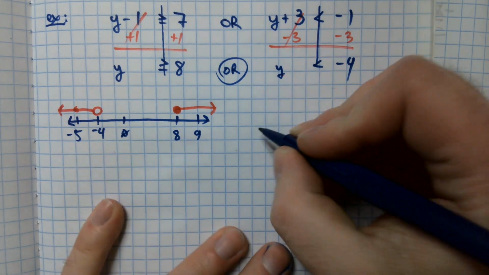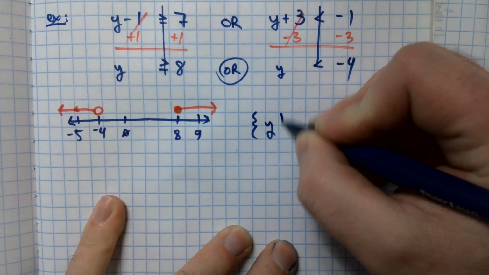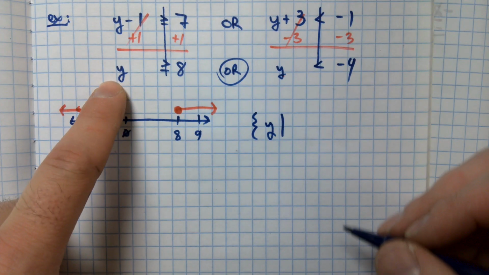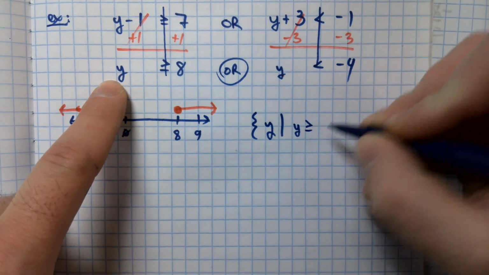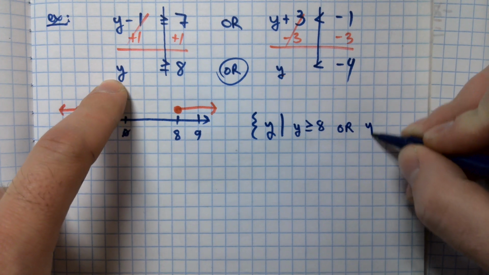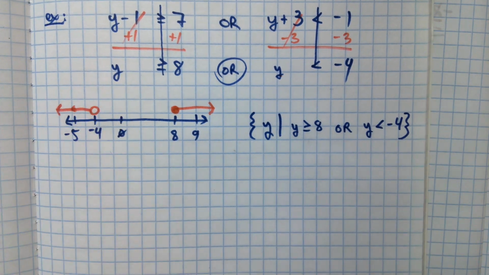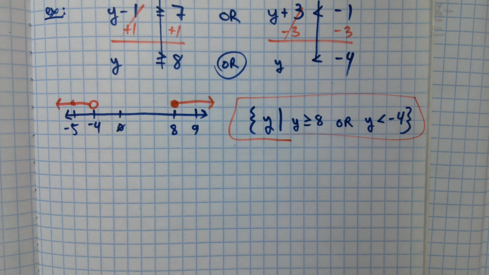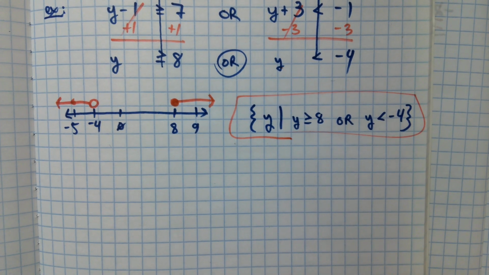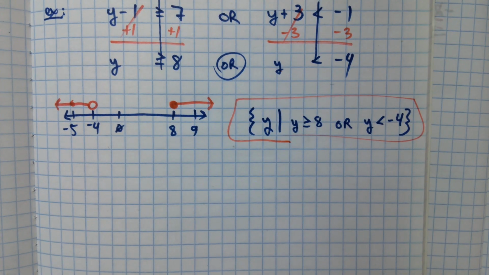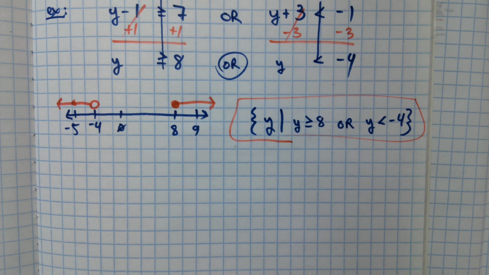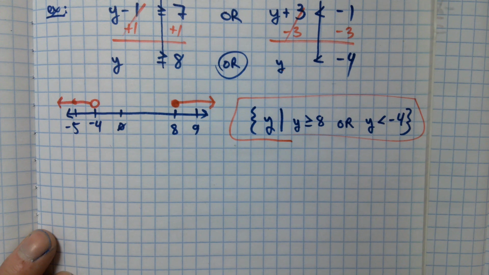Okay? If we're going to write this in set notation, it's going to be all real values of y such that y is greater than or equal to 8 or y is less than negative 4. This is a good one. I forgot about this one. Is that making sense? Yeah, it's basically the same thing, just slightly different. Okay?